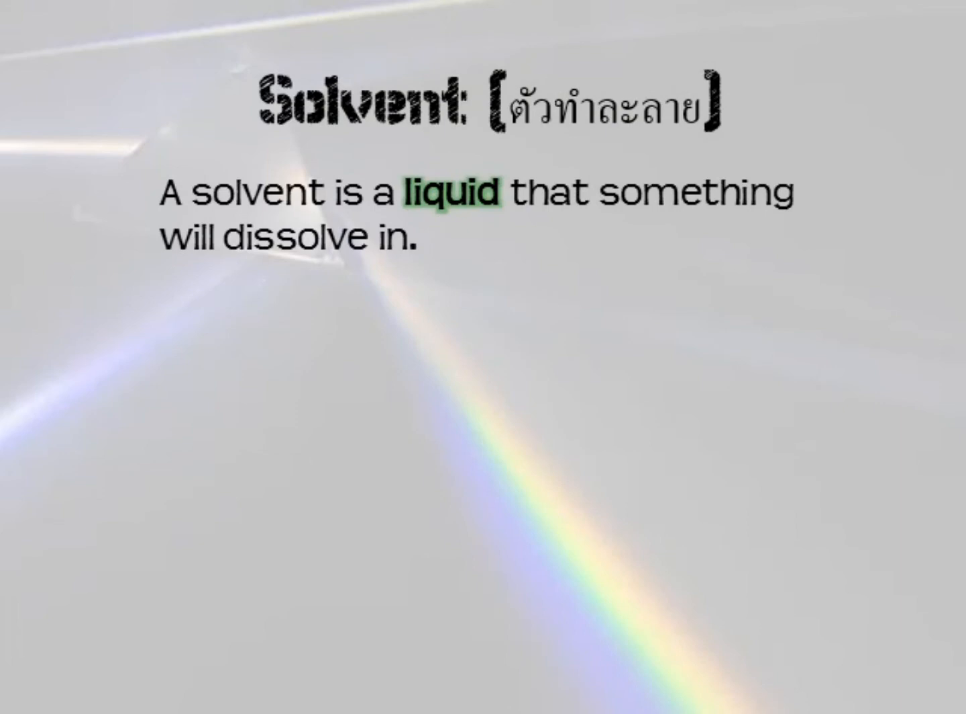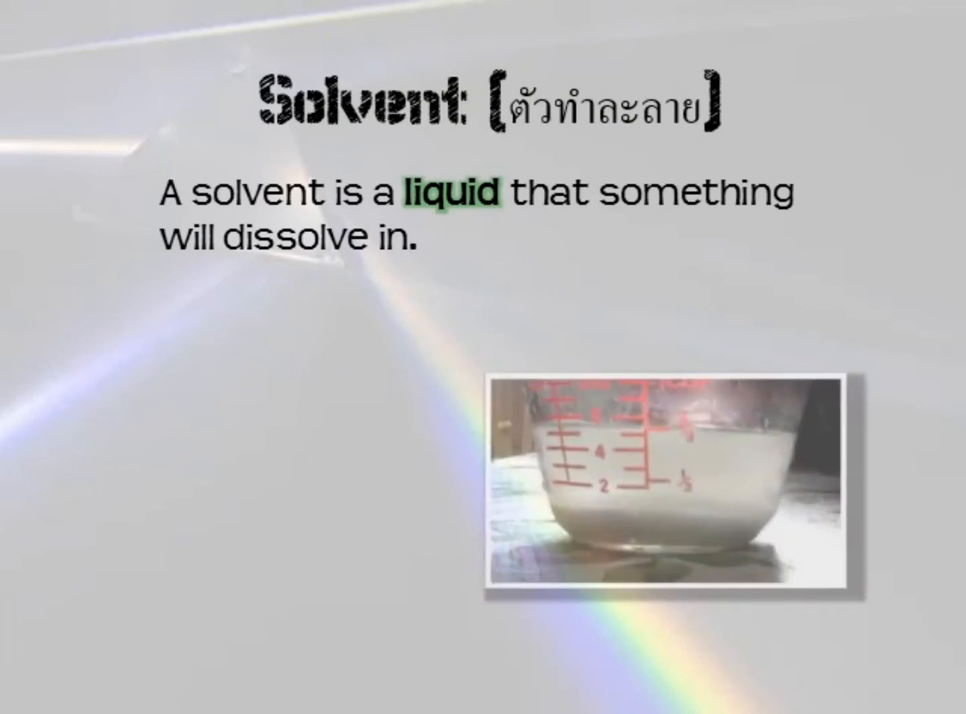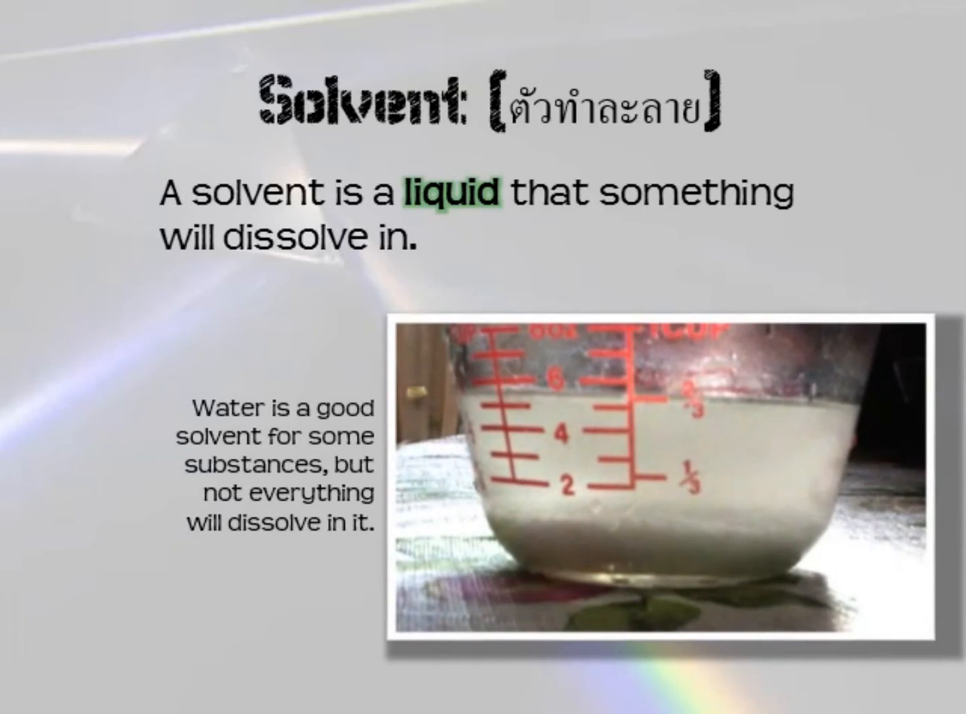A solvent is a liquid that something will dissolve in. So again, you've got water. Water is a good solvent for some substances, but not everything will dissolve in it. And there you can see water with something that either will not dissolve, or maybe there is just too much of it to dissolve. So a solvent will dissolve things in it, but you can only dissolve so much of something before the solvent becomes saturated. The solvent has more dissolved than it can take, so then nothing else will dissolve in that solvent.